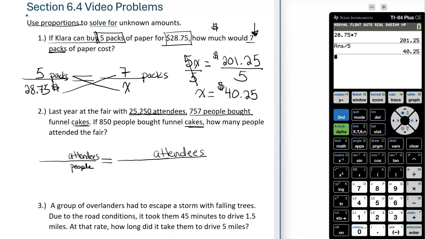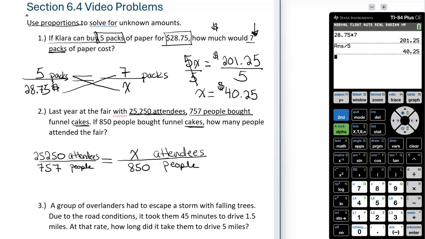Okay, so I'm placing the units in exactly the same position as on the left side. Now I start putting the information in. So I have 25,250 and 757 people bought funnel cakes. Now we have, if 850 people bought funnel cakes, so 850, how many people attended the fair? So that is my unknown. I'll go ahead and call that X.